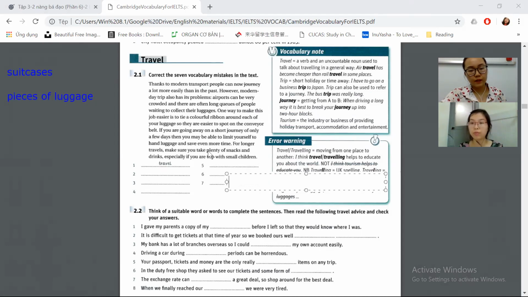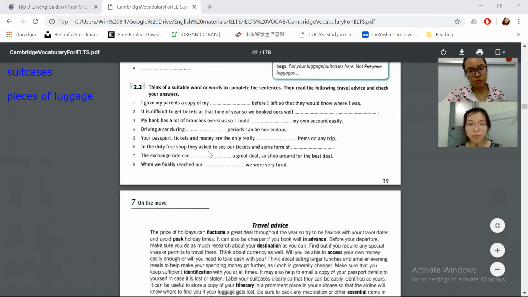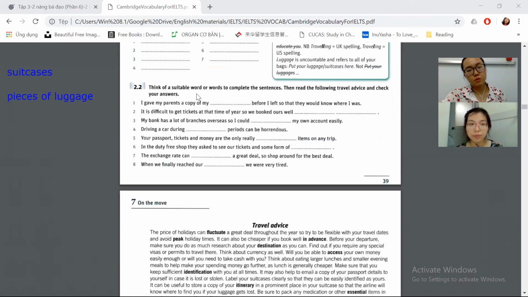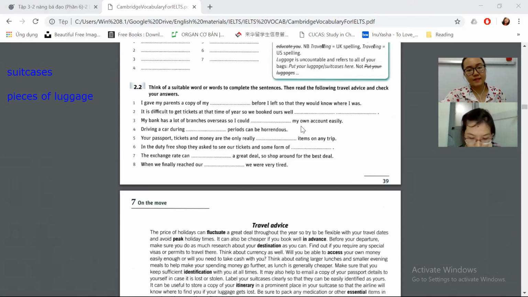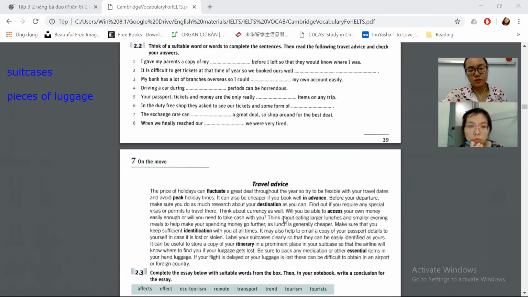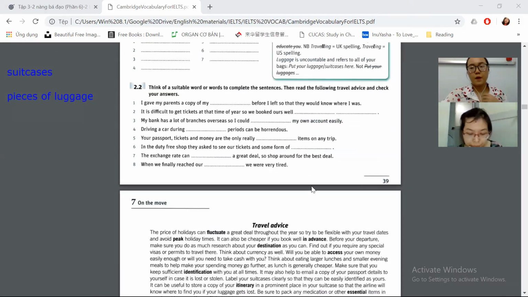Now, 2.2. Think of a suitable word or words to complete the sentences. Then you will read the following travel advice and check your answers. So just guess, number 1 to number 8. You just guess, and then you will read the passage to check your answers.